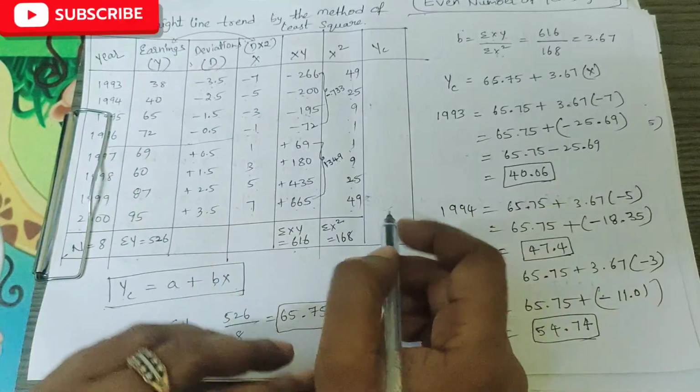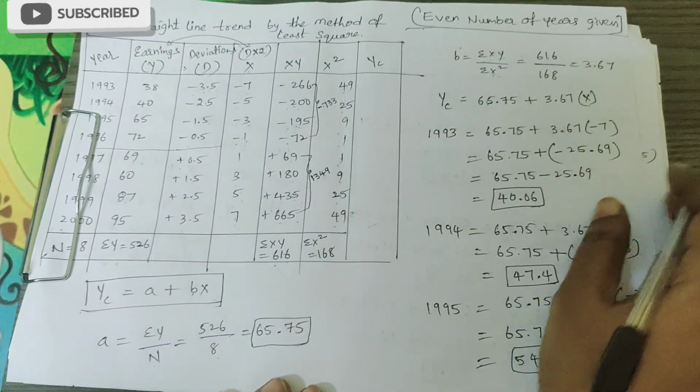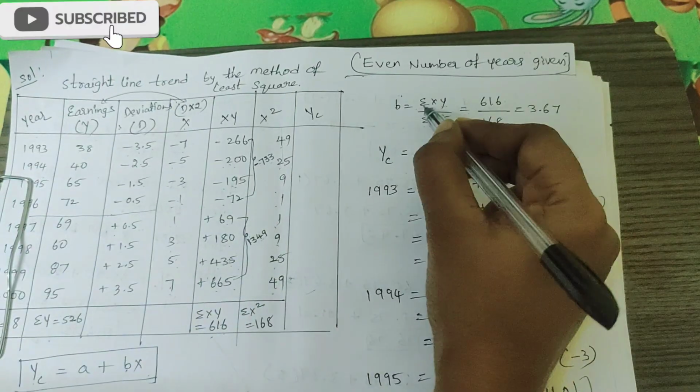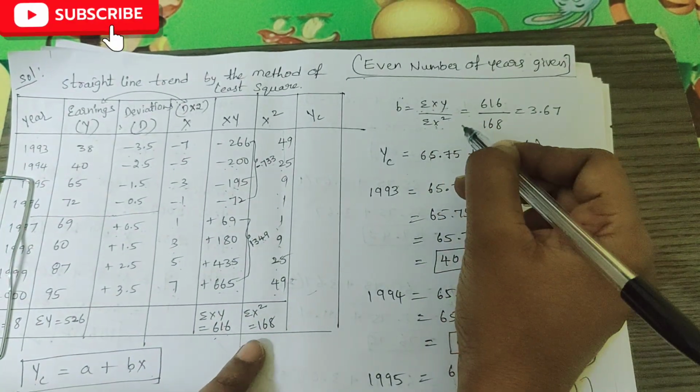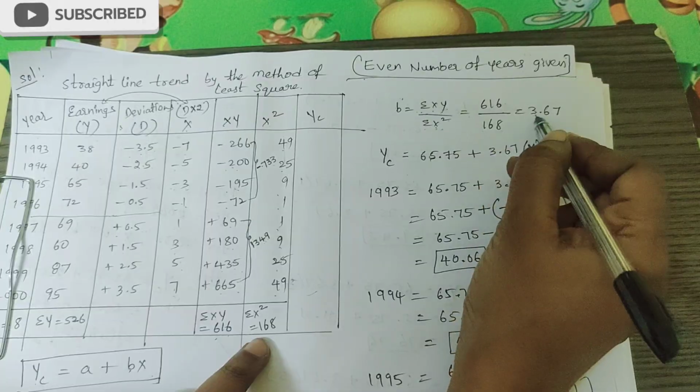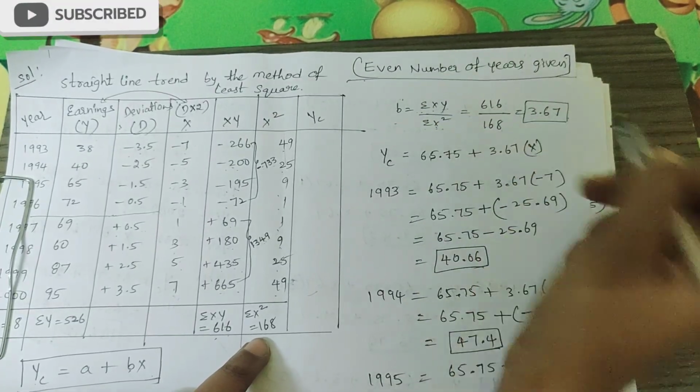Yes. So these are the values. Okay, so apply in the B equation. Summation of xy, 616, divided by summation of x square, 168. Then you will get 3.67. So B is equal to 3.67.